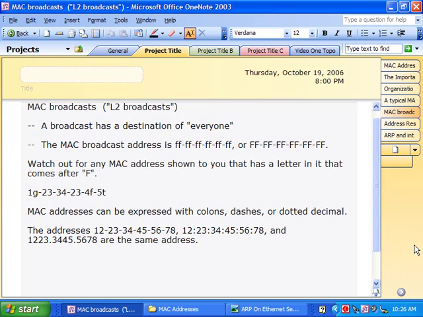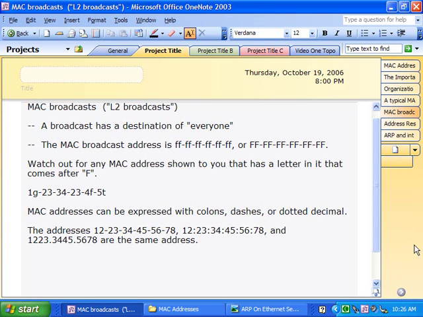Some people just simply like expressing them in lowercase, and some people like it in uppercase. Again, there's a reminder there. Watch out for any MAC address that's ever shown to you that has a letter in it that comes after F, whether that's on your exam or in network documentation, because someone has mistyped something. I put another address there, and actually you can spot that. I think I put 2 errors in that one, where it's got 1G at the very beginning and then 5T at the end. That's an invalid address. You literally could not put that on a NIC.